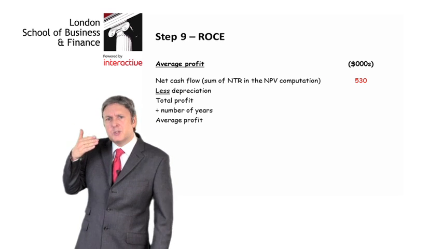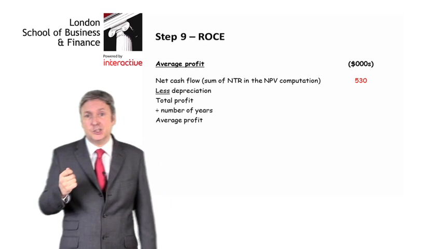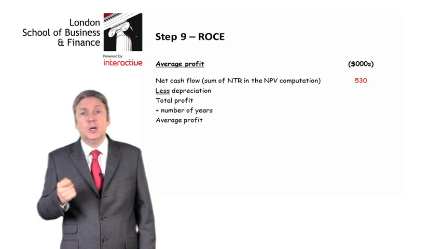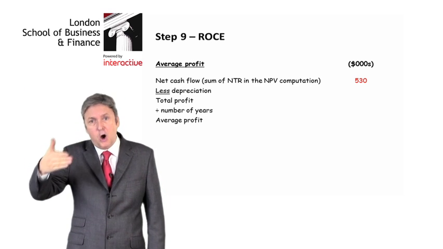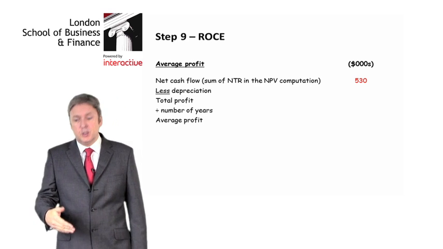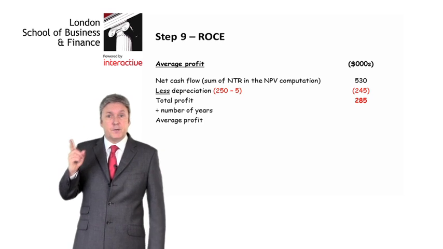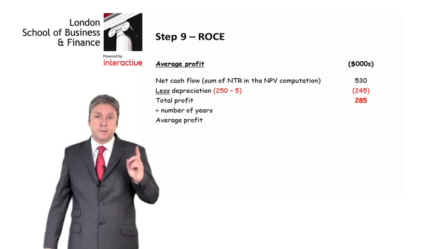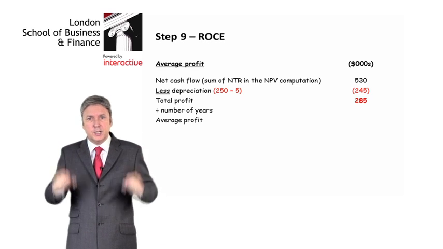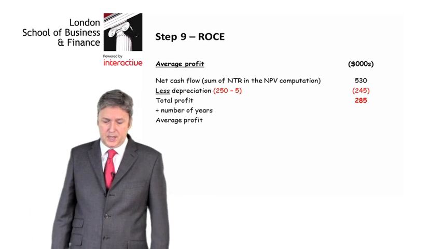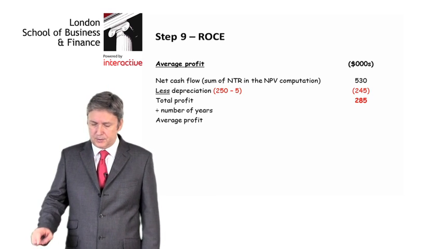Now, once we've got that, well, what's the difference between net trading revenue and profit? Well, in terms of F9, the only difference is the obvious non-cash flow. And that non-cash flow is depreciation. So if we've got our net trading revenue, we can offset depreciation to get the profit that we need. If you think about it, we bought the asset for 250,000, we sold it for 5,000, that's the plan at least, therefore the total depreciation during that 4 years will be 245,000. That gives us a total profit of 285,000.